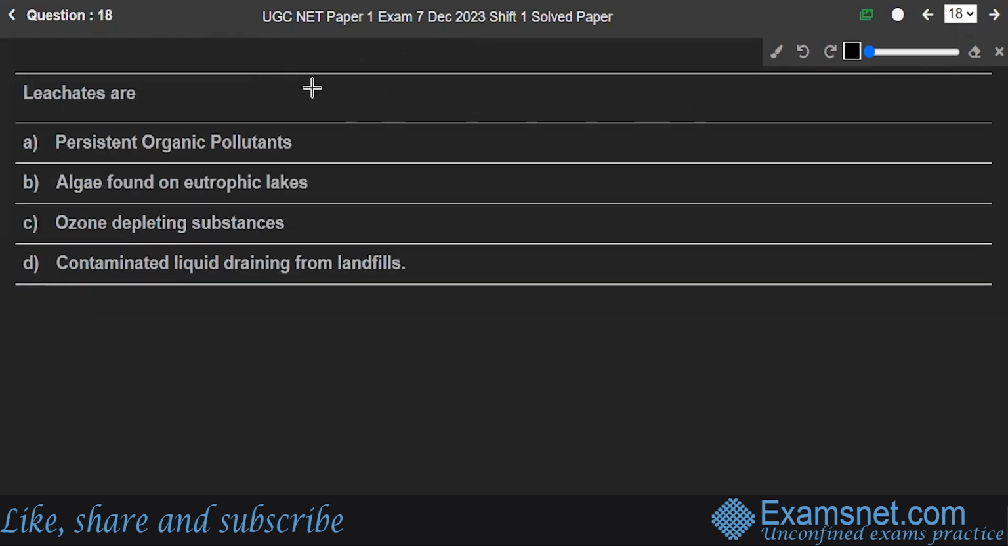Leachates are resistant organic pollutants, algae found in eutrophic lakes, ozone-depleting substances, or contaminated liquid draining from landfills. Well, the right answer is contaminated liquid draining from landfills. Leachates are indeed contaminated liquids that drain from the landfills as the rainwater or other liquids percolate through the waste in the landfills. They dissolve various harmful substances, including heavy metals, organic compounds, nutrients, etc. This contaminated liquid collects at the bottom of the landfill and is known as leachate.